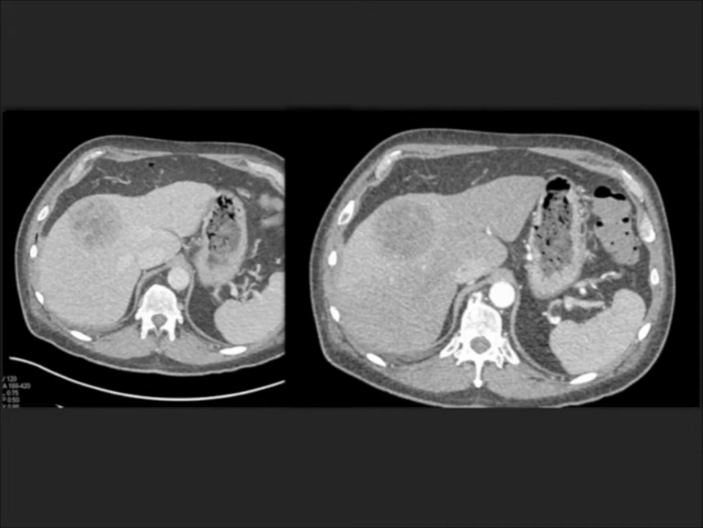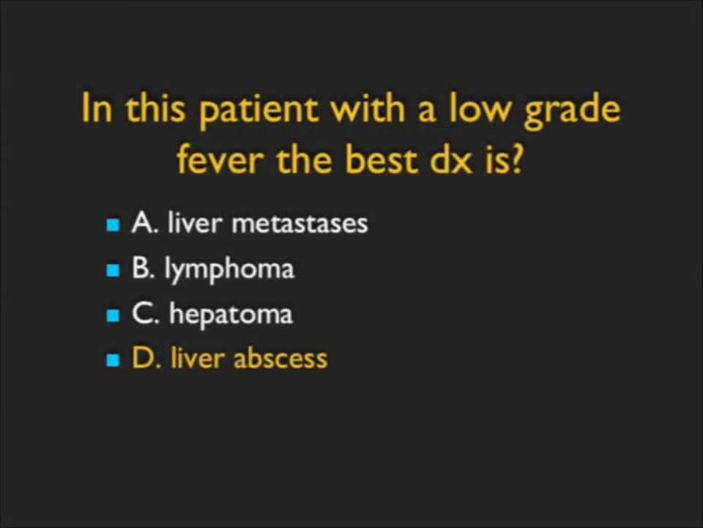Lymphoma, unlikely. Hepatoma, as I said, could be. Mets could be. We've seen many cases now. No known primary, low-density lesion, sometimes with septations, perfusion changes around the lesion. You have to think about an abscess. And this was an E. coli abscess. And again, it can be a very, very tricky diagnosis.